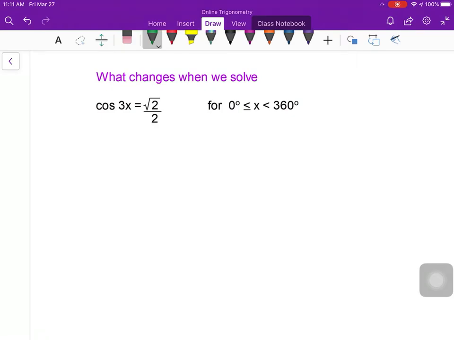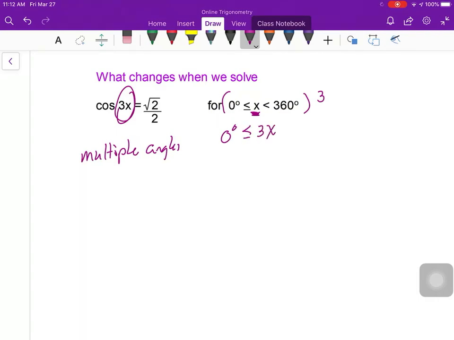Now, when you look at this one, what has changed in this one is the question. And what has changed here is that we have multiple angles. When you have multiple angles, remember we have x is trapped between 0 and 360. So we would have to multiply this by 3. And we would find that our 3x is trapped between 0 and 1080 degrees. So 3x can go 3 rotations.